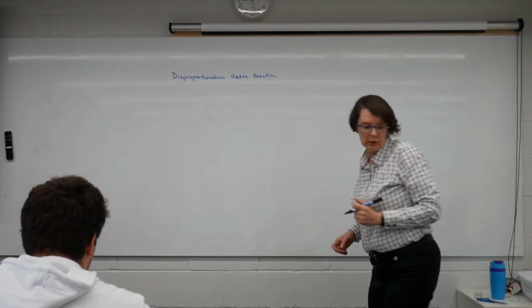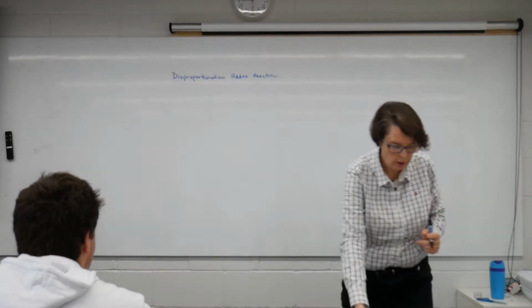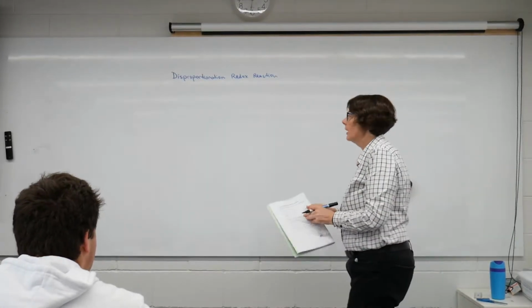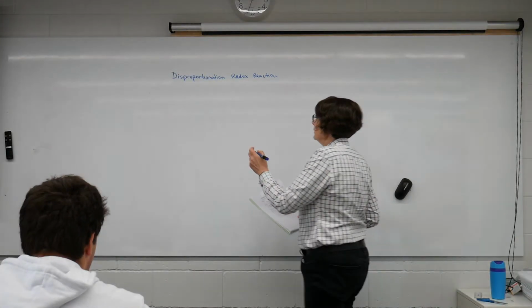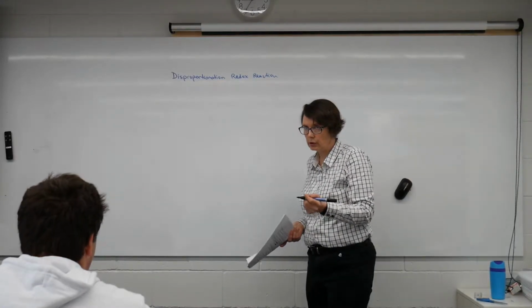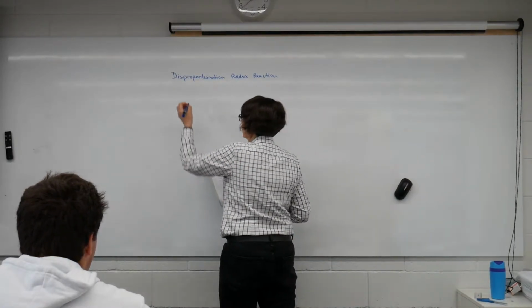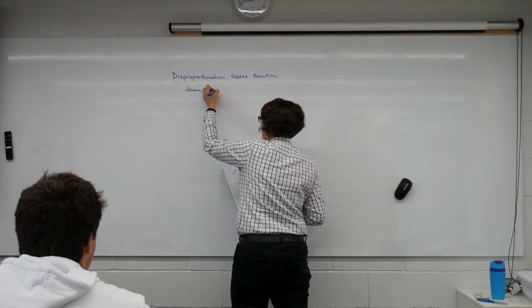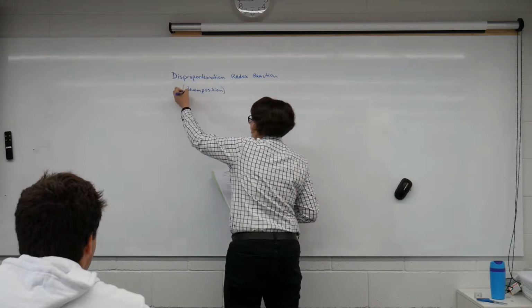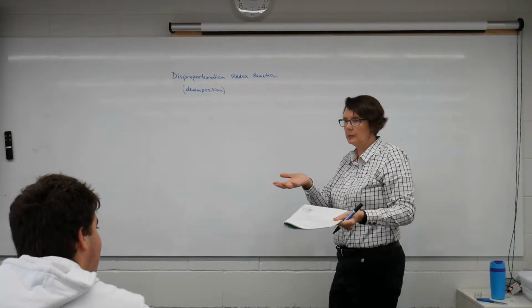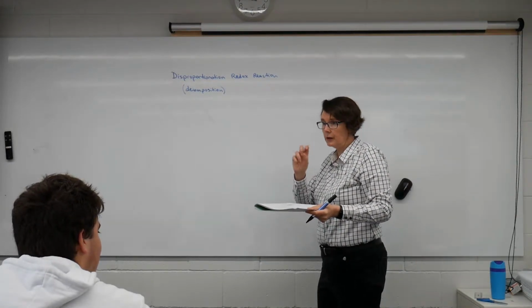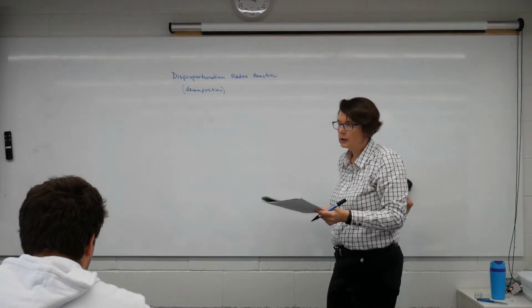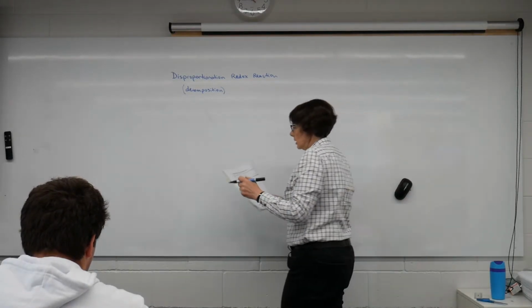Right, so disproportionation reaction. This is a redox reaction where one species is both oxidized and reduced. So we only have, it's like a decomposition, where we've started with something and from that one thing, we have two products. But it's a redox decomposition.